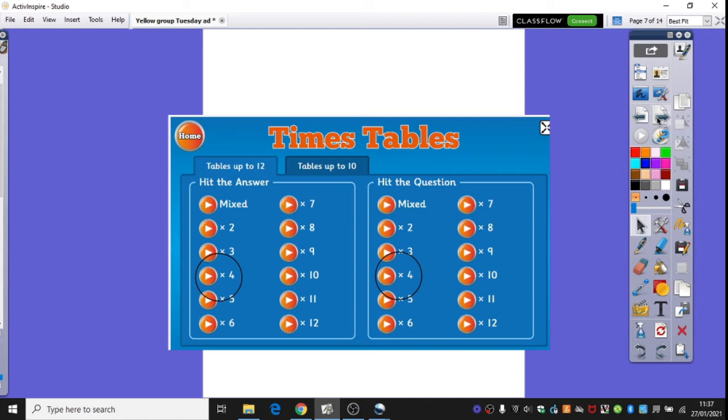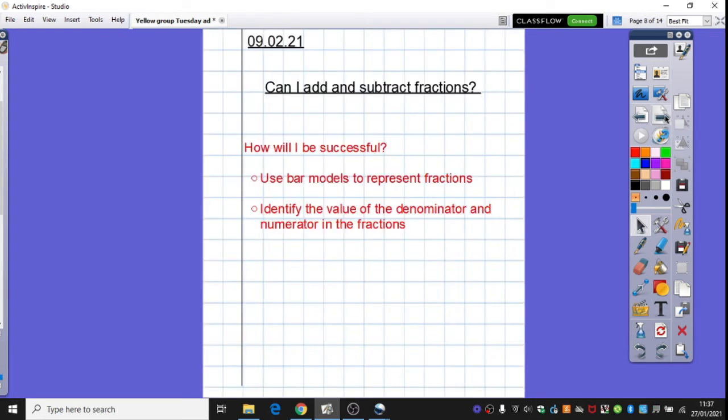So you're going to use that same website that you were using yesterday, and I'd like you to again choose whether you want to play hit the button or hit the question. And today I'd like you to work through your 4 times table and have a practice at using that. And again, the web link should be at the top of your maths pack for this session.